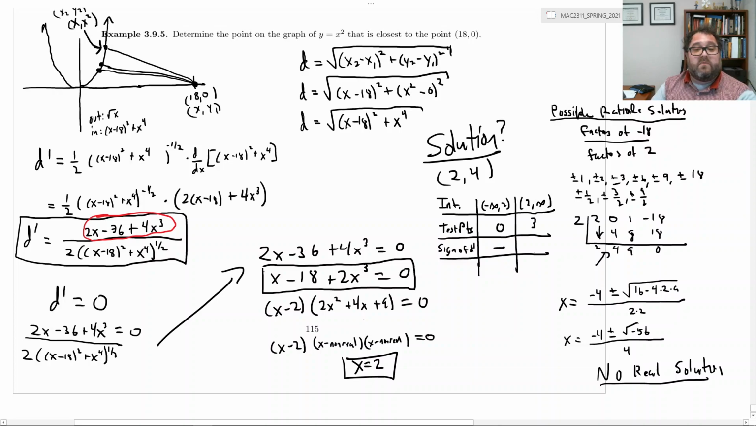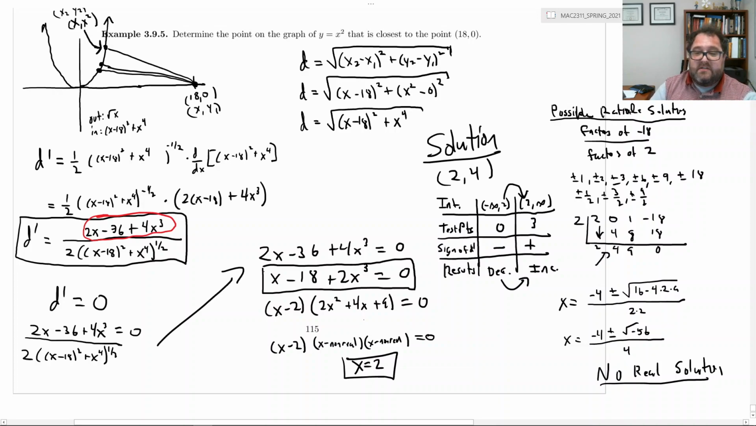A negative outcome. If you plug in 3, well, 2 times 3 is 6, minus 36, plus 4 times 3 cubed, which is 27, is going to give us positive 78. Again, that's good for us. Why? Because we have our results: we are decreasing, then increasing. So we have a change from decreasing to increasing at 2, which the first derivative test tells us means yes, we have found a local minimum.